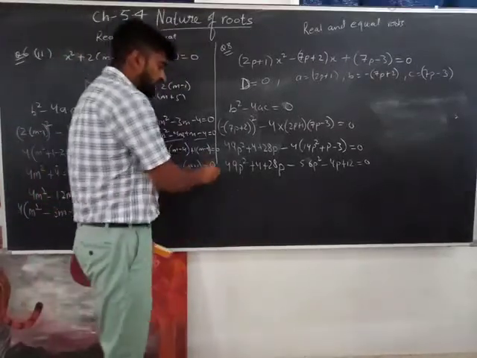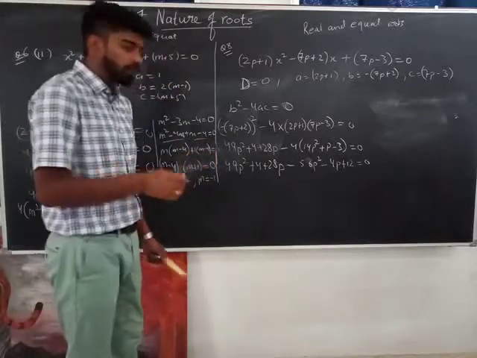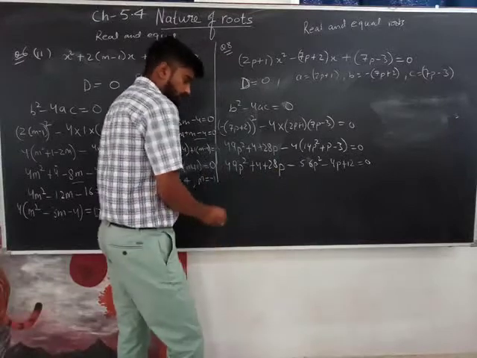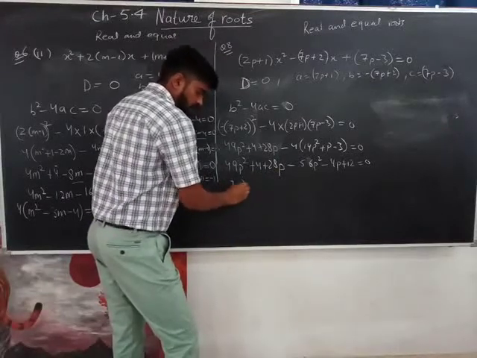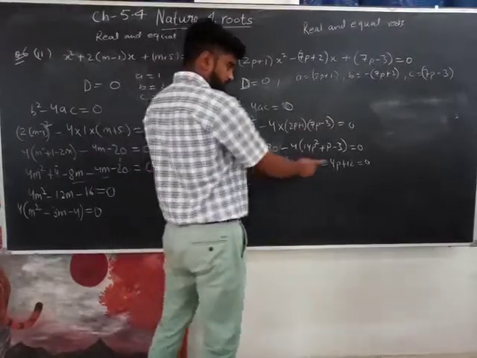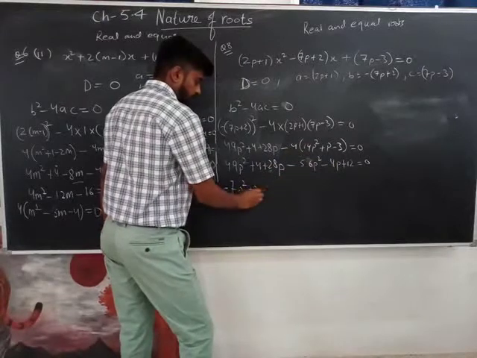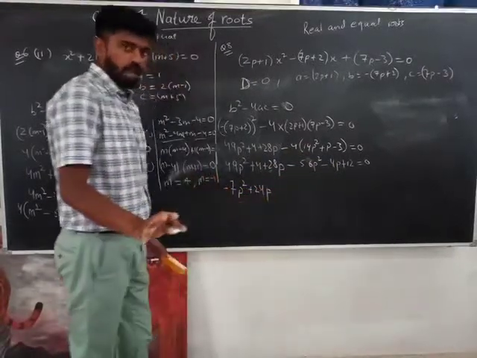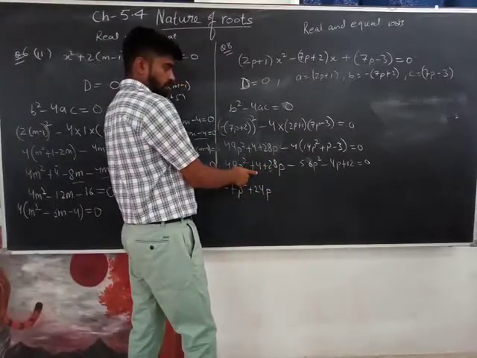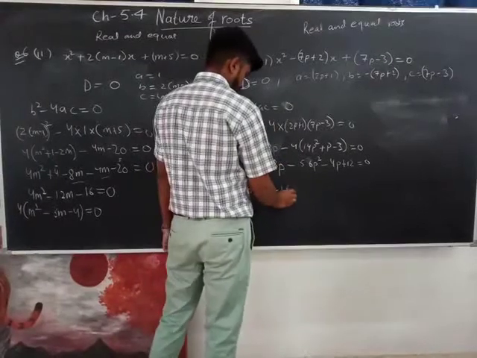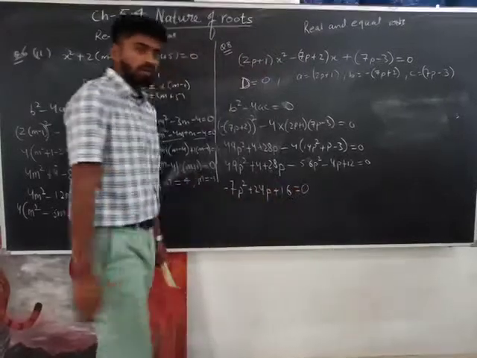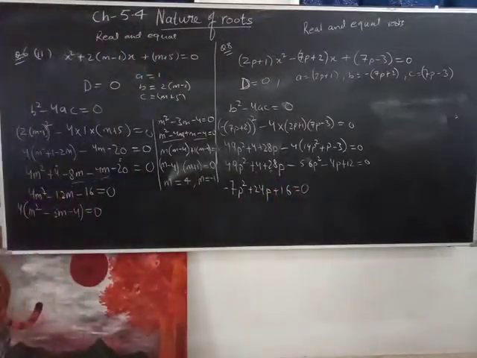Now I am going to figure out which like terms are friends with whom. So 49p square minus 56p square. What's my value going to be? It's going to be 7p square, and a minus sign because 56 is bigger. And then 28p and 4p, so it's going to be 24p. I hope you guys are getting it. 24p, and then 4 and plus 12, that's going to be 16, right, equals 0. So this is the quadratic equation that I got. Can you guys see?